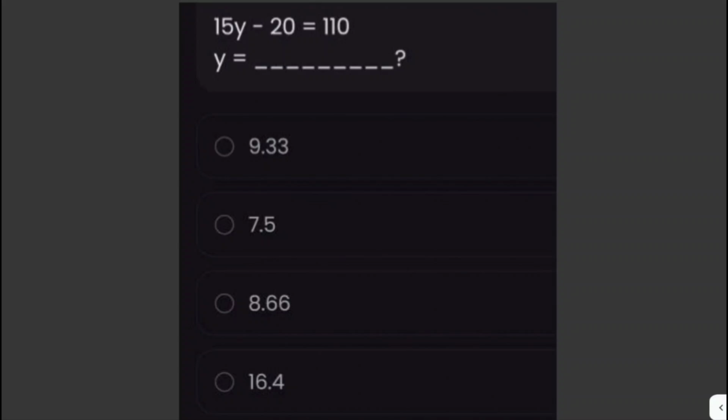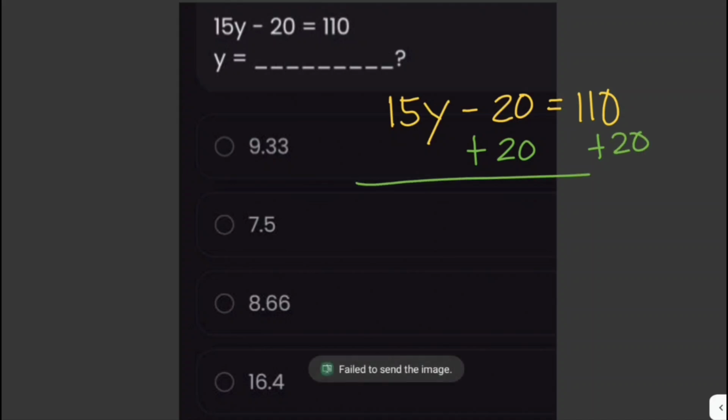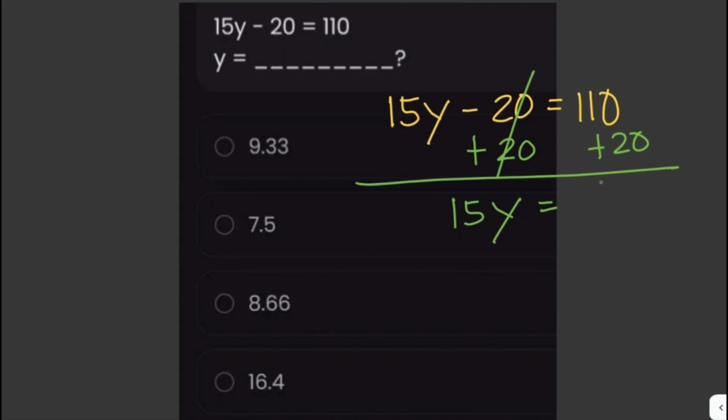$15y minus 20 equals 110, and then we solve for the value of y. So we're given this expression, 15y minus 20 equals 110, and we solve for y. The first thing we do is add 20 to both sides to get rid of the 20 here. Then we're left with 15y equals 110 plus 20, which is 130.